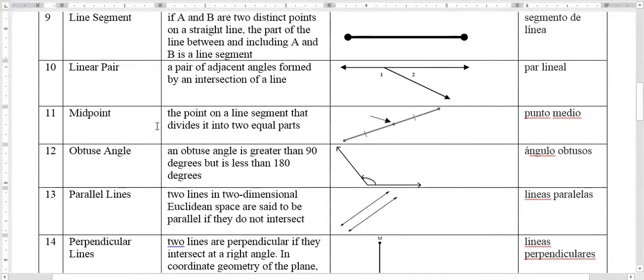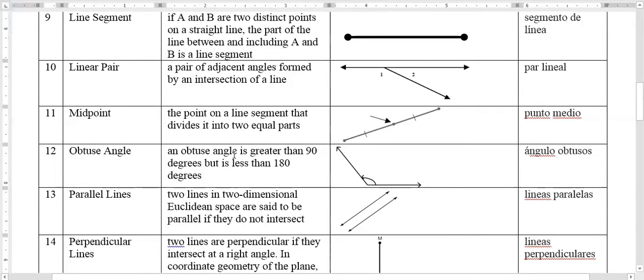11, midpoint. The point on a line segment that divides it into two equal parts. So the midpoint is half of the line. If we're looking at this point and this point, the middle is half of the line. That is what midpoint is. The middle.